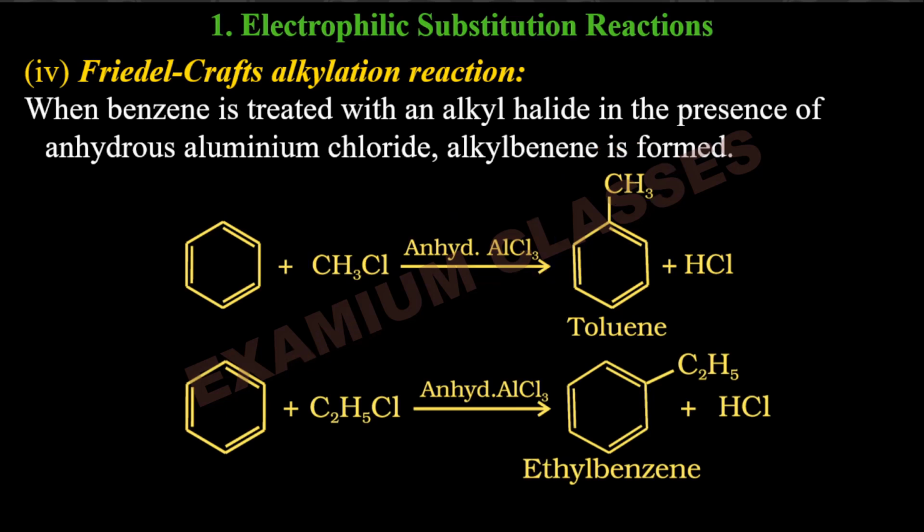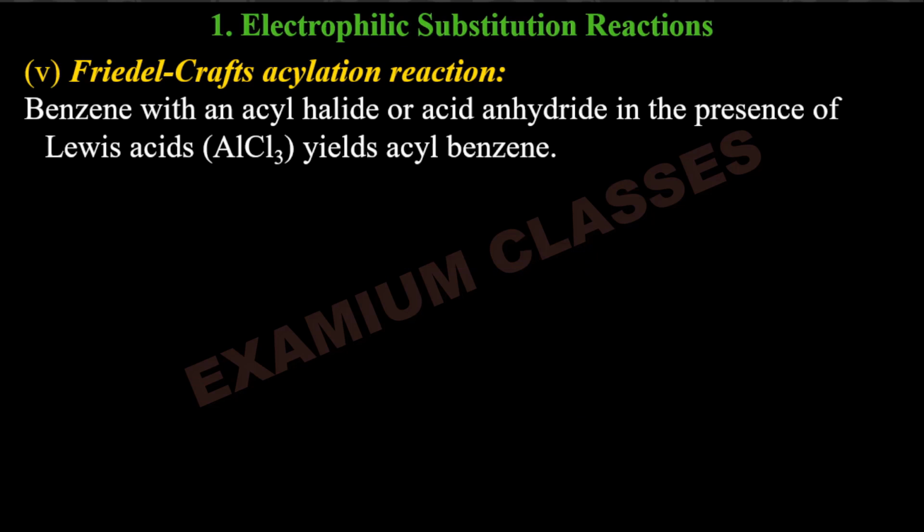Next reaction. So here, as I said, if you want C2H5, just use C2H5Cl, C2H5 will get attached and hydrogen will be removed. Next, Friedel-Crafts acylation. Acylation will be by acyl group. Acyl group, for example, CH3CO, this is an acyl group. In general, the acyl group will be RCO.